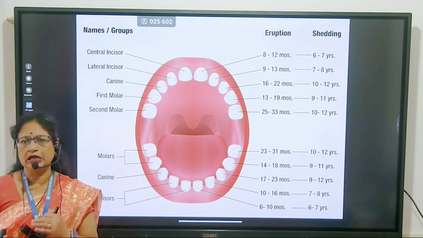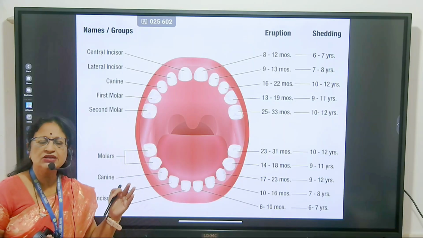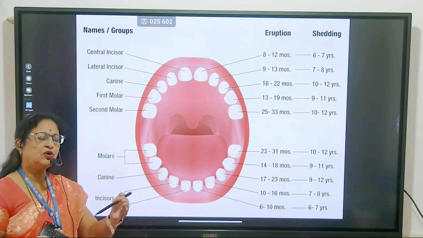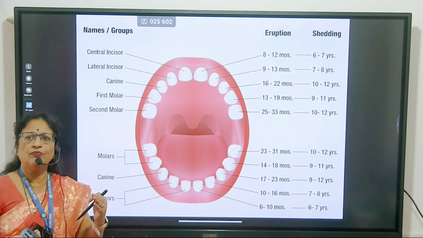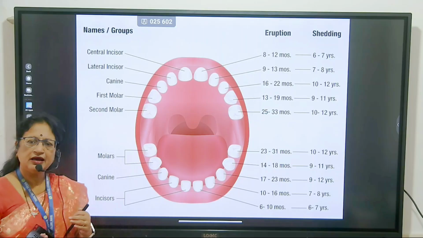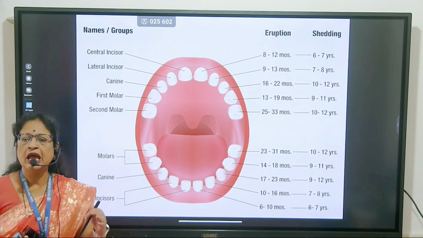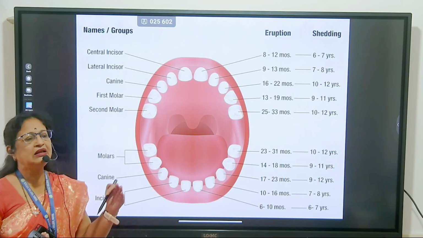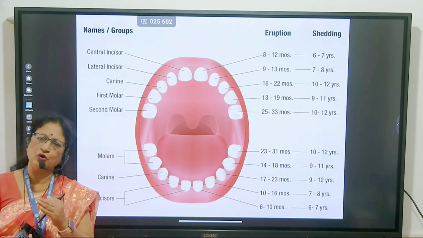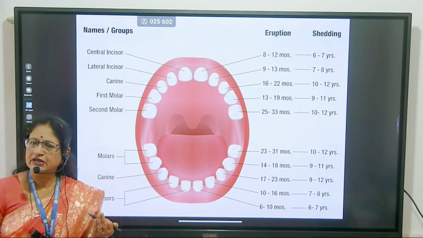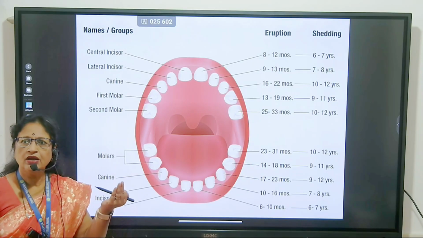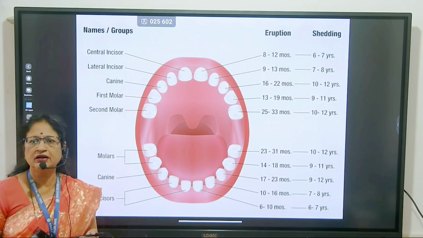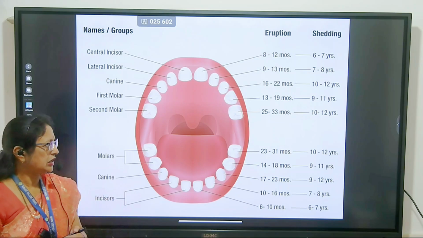10 to 12 years. There are no premolars in the milk set, and only two molars are there, first molar and second molar. So the first molar erupts at the age of 13 to 19 months, and it sheds off at the age of 9 to 11 years. And the last molar, that is the second molar, erupts at the age of 25 to 33 months, and it sheds off at the age of 10 to 12 years.